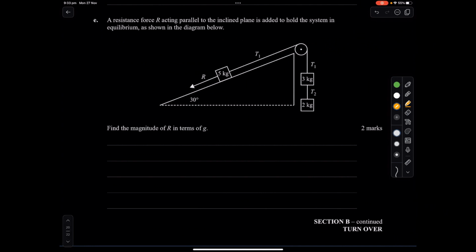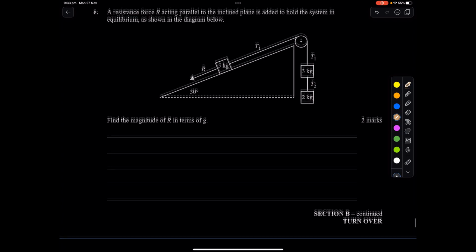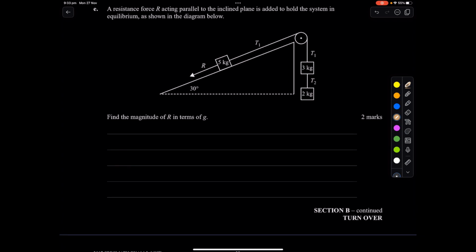A resistance force R acts parallel to the inclined plane and is added to hold the system in equilibrium. So again, equilibrium means that the net force is 0 and acceleration is 0. As shown in the diagram, find the magnitude of R in terms of G. Okay, so not too bad.